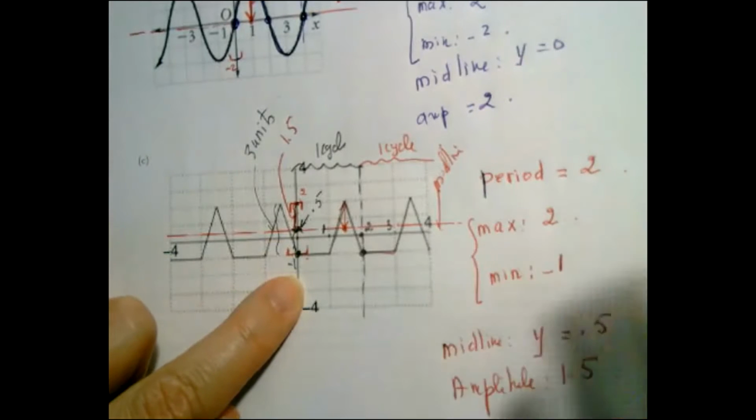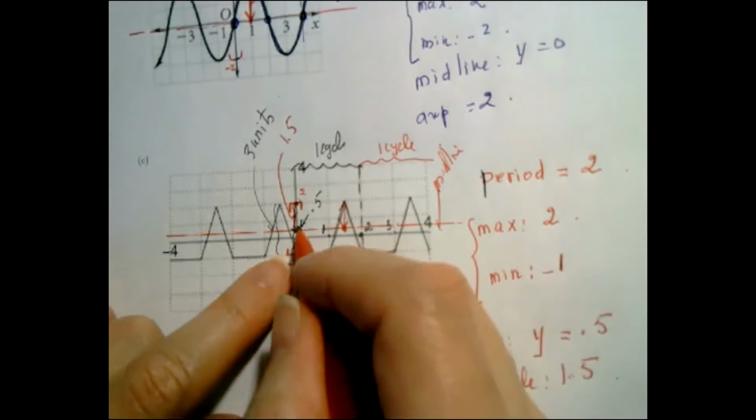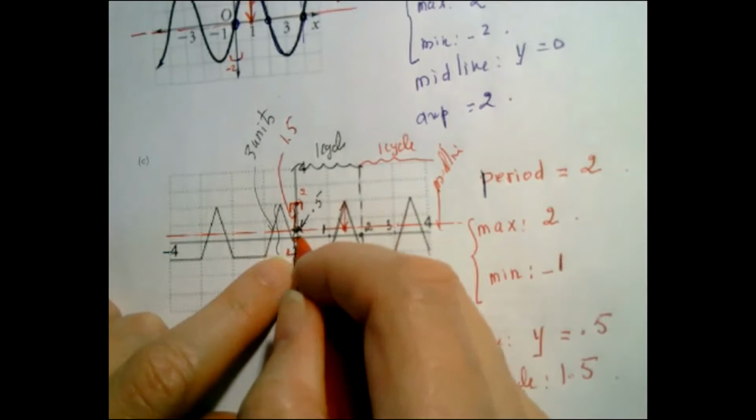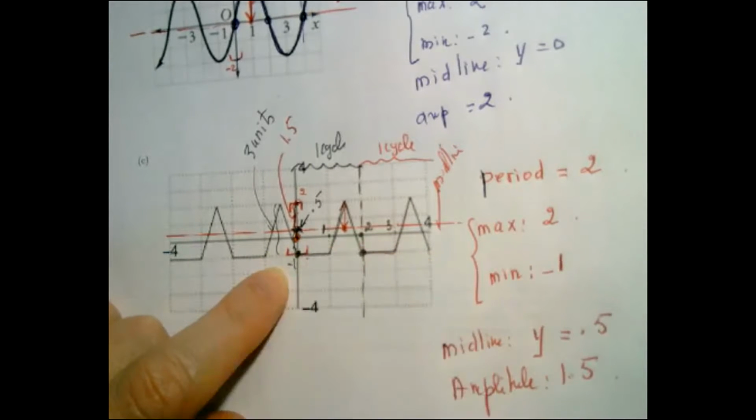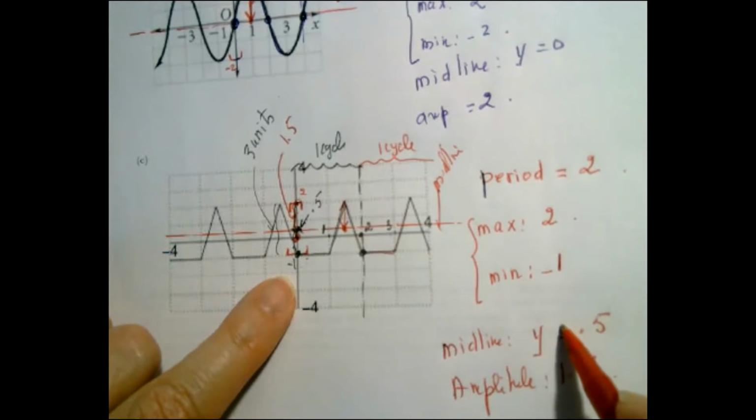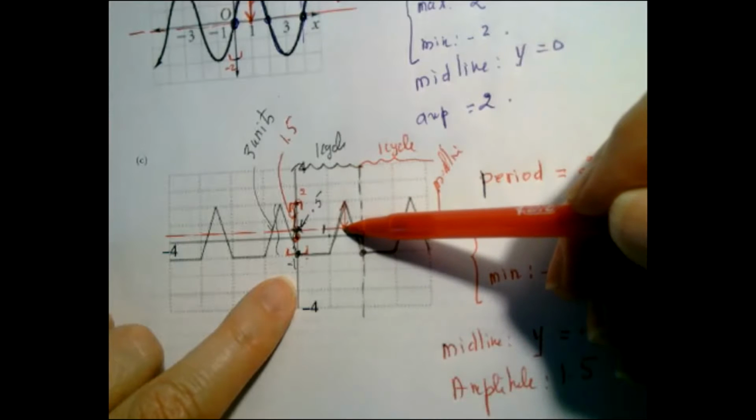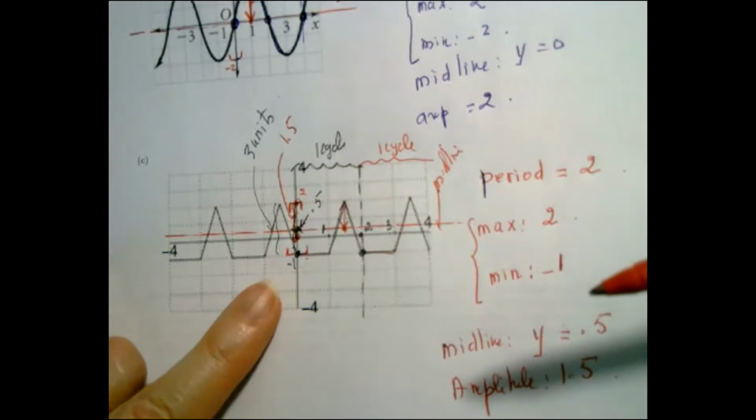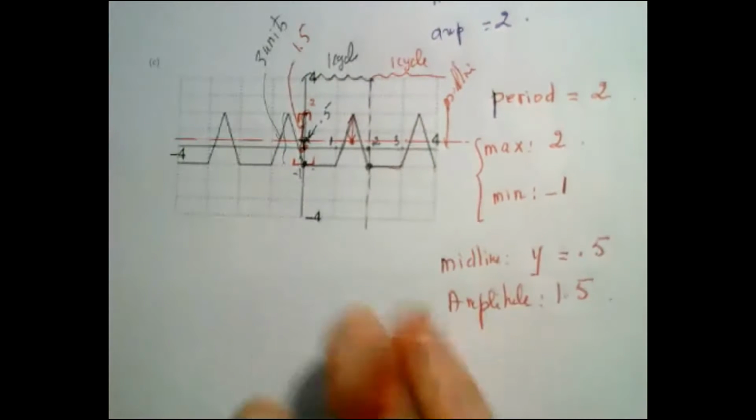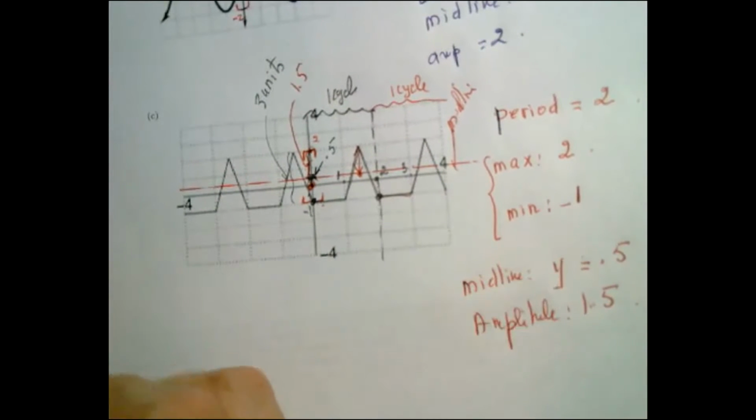Now, how about the math? It's from the bottom to here, that's 2. From here to here, it's 1.5, so what's left here is 0.5. That's my midline. The amplitude is how far I am from the midline to the max, which is 1.5. Now, I'm going to use the formulas to figure out the same answer. How does the formula work?